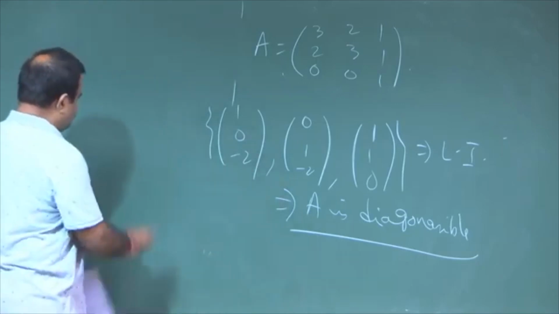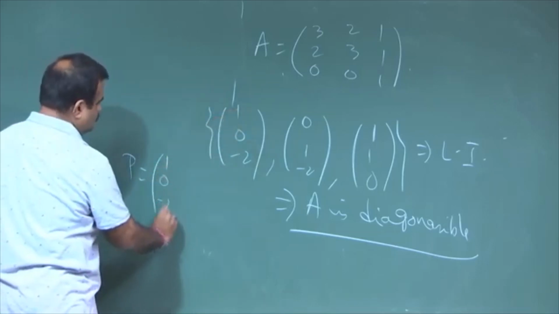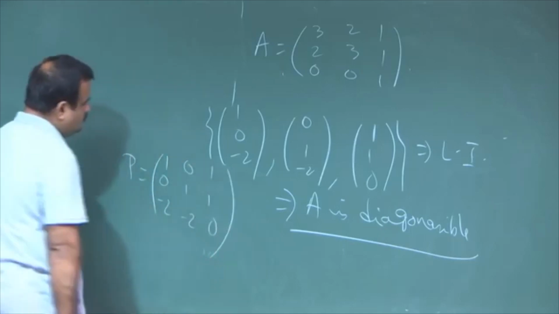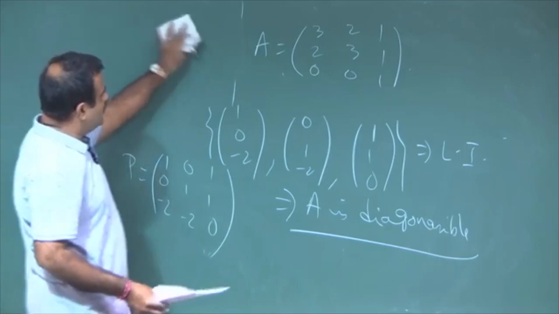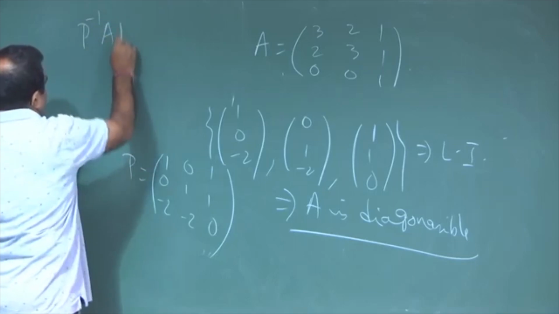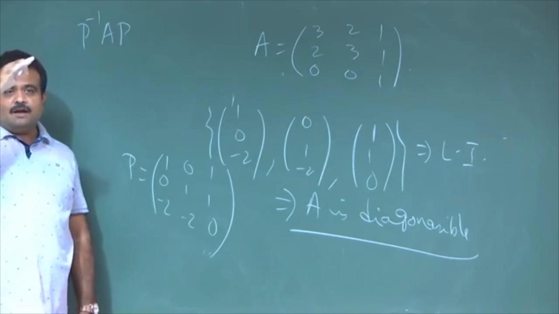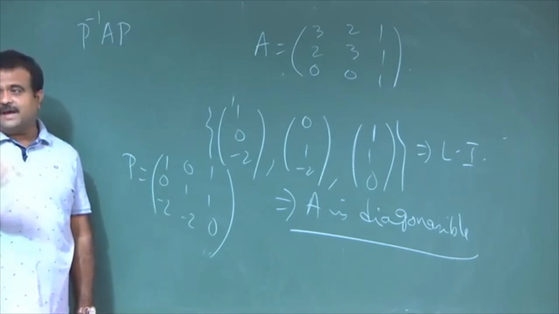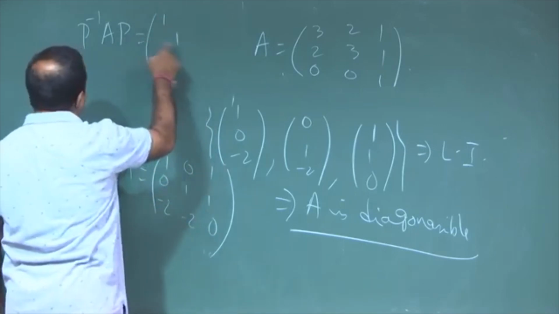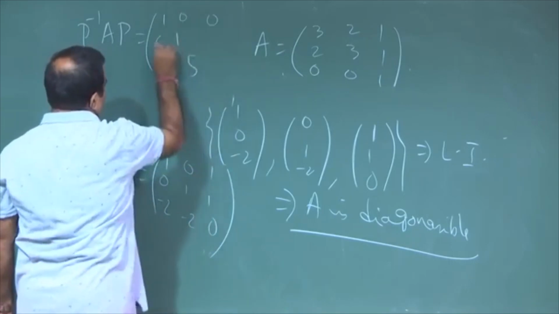If you construct this P, we just take the columns: (1, 0, -2), (0, 1, -2), and (1, 1, 0). If you consider this to be P, then we can easily verify that if you multiply P inverse A P, then it will be similar to a diagonal matrix, and the diagonal elements will be the eigenvalues. So, what are the eigenvalues? 1 and 5. So, 1, 1 corresponding to these two rows and 5, and all the other elements will be zeros.